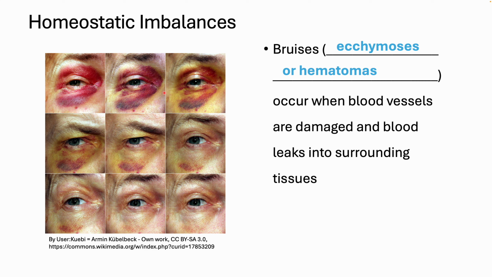And you can see in this image, it starts off as just reddish due to the damaged blood vessels, but as that hemoglobin gets broken down, it becomes more yellowish or green as it heals until you result in basically a return to the normal skin color of the individual.